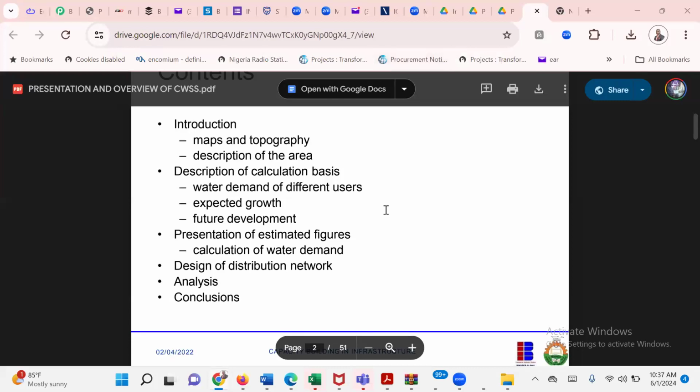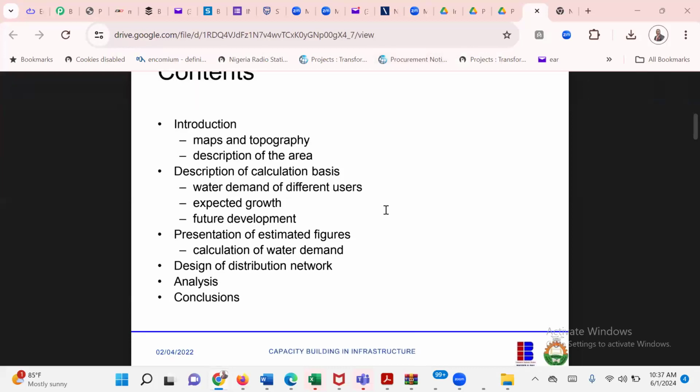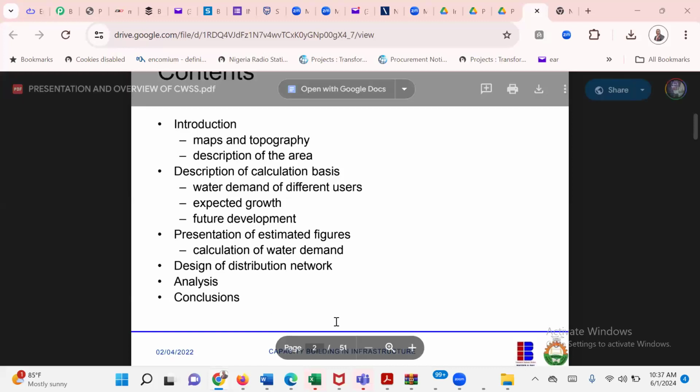Then, after you have done these 5 things, or in 2 subgroups, you now go over to the next one.